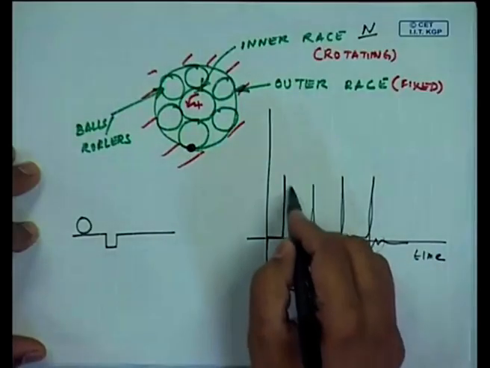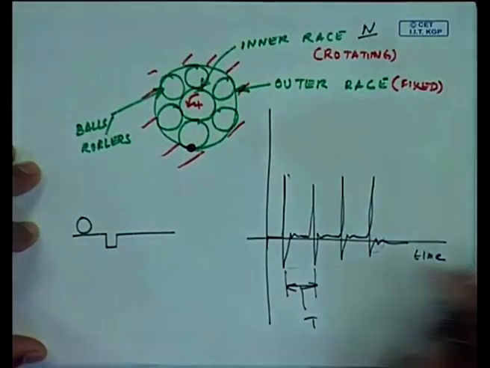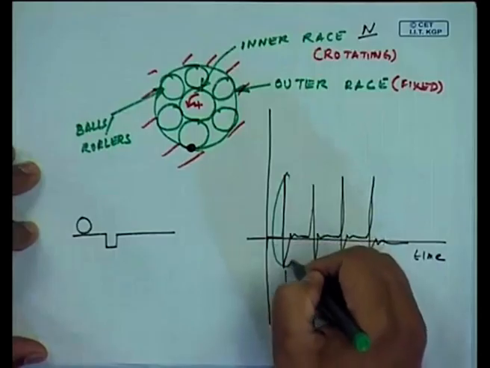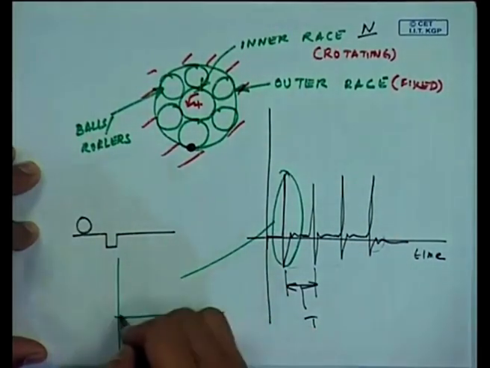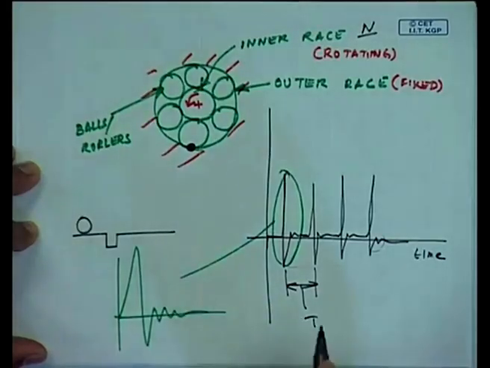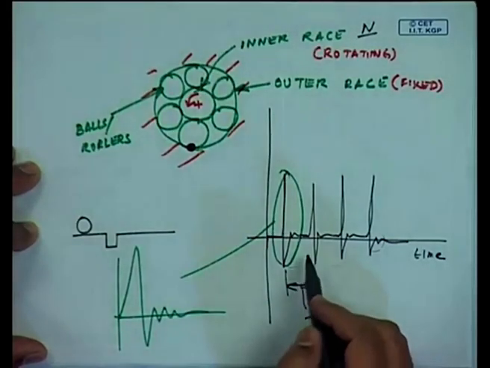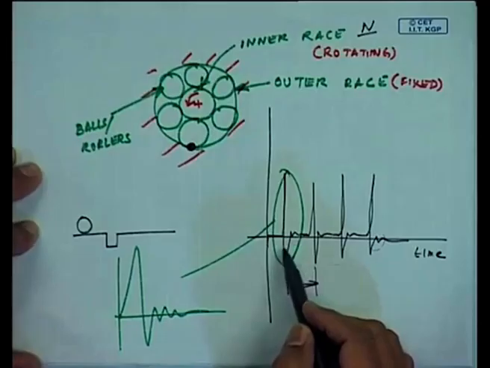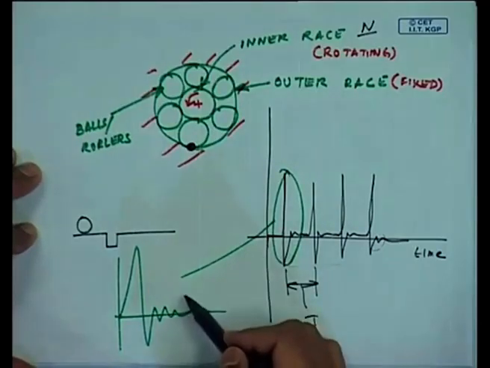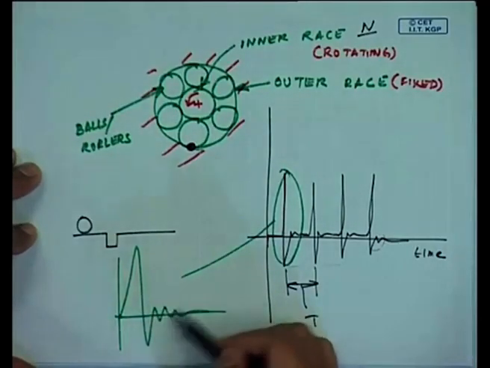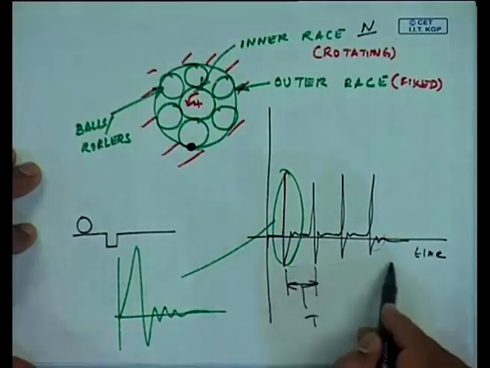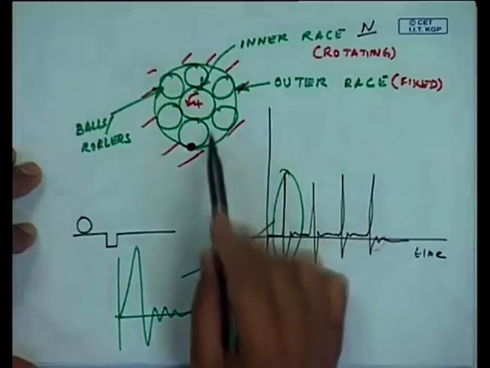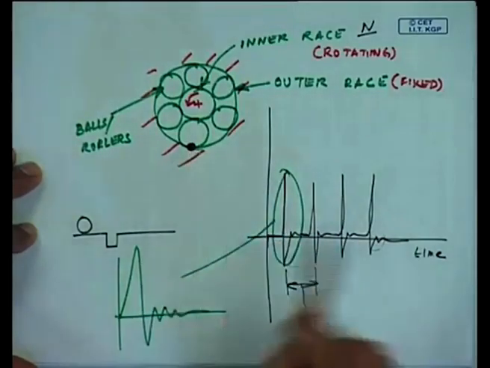But the phenomenon is actually inside this impact. If you magnify one such impact, maybe you will get a ringing signal like this. The frequency which is characteristic of this defect is actually inside this. This is one way of getting a uniform signal out of this bearing because of a defect in the outer race.